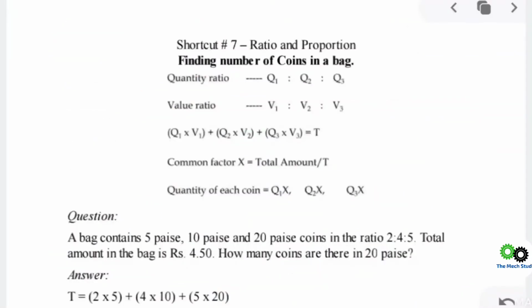So going ahead with the next type of ratio and proportion: finding the number of coins in a bag. How do you calculate it? These types of questions come in different examinations, mostly PSU examinations. Before that, I'll explain the basic things required for this type of question. How do you get the idea for this type of question, which has ratio and proportion on the coin side?